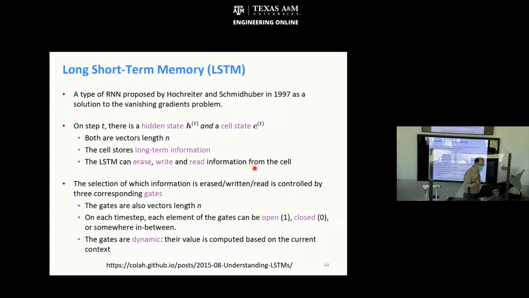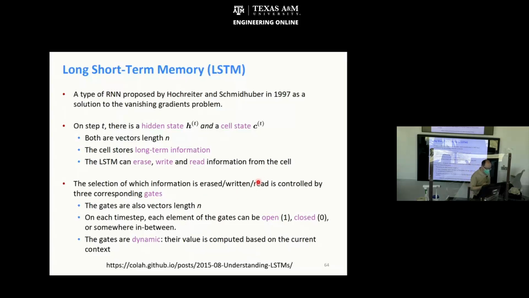Okay, so it can forget, it can add, and it can load, right? The selection of which information is erased, written, or read is controlled by 3 corresponding gates. These gates are very important concepts, and they correspond to these 3 mechanisms: forgetting, memory, and resetting.